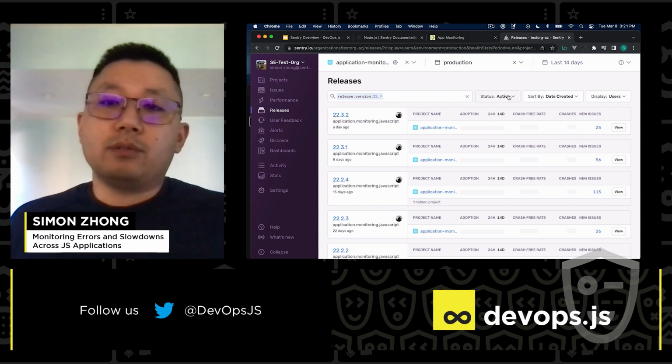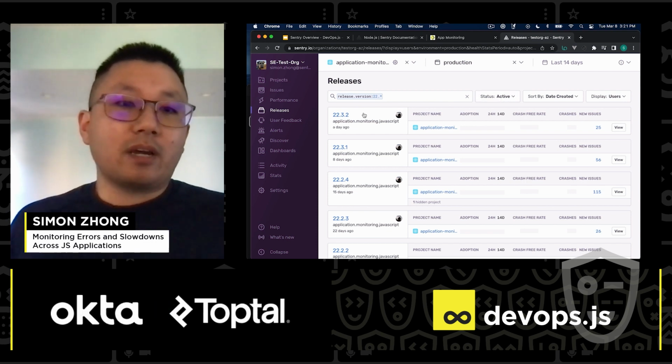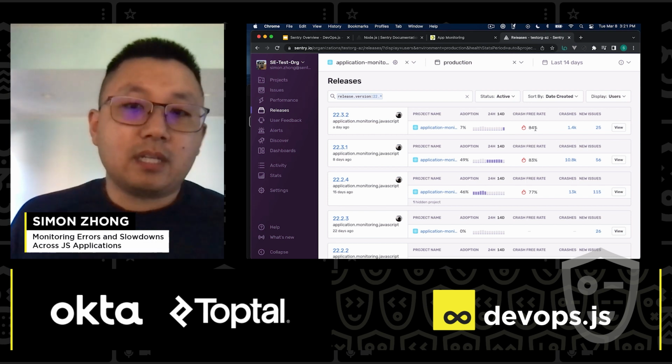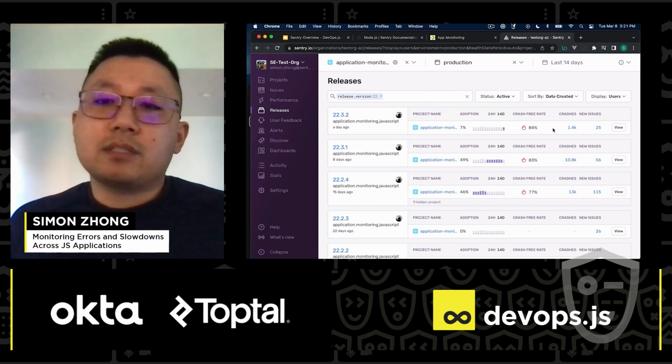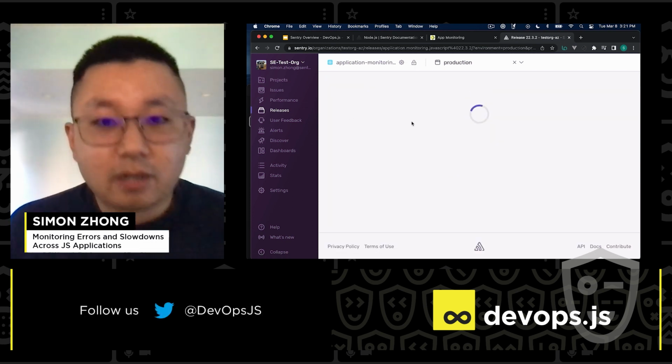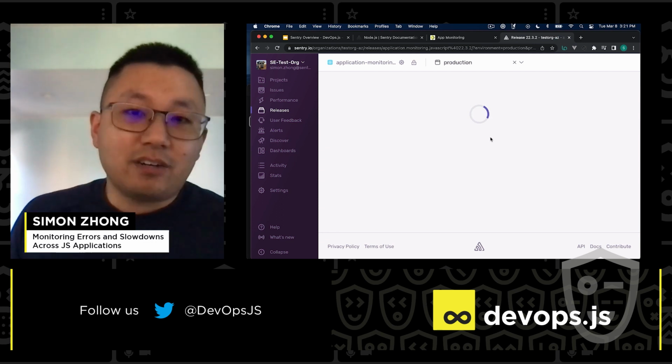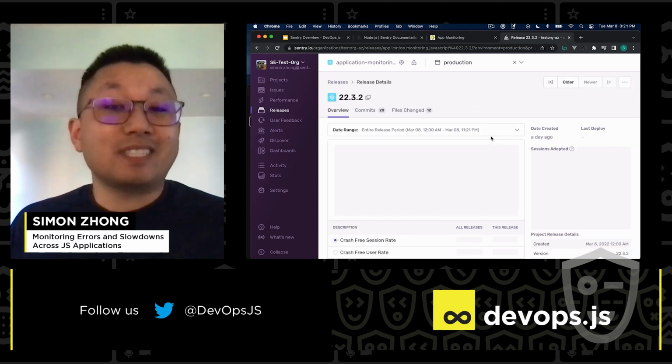In any case, once you filter according to that, we get all the details about these releases, right? So our crash-free rate in the latest version is 84%, adopted 7% of the time. That's okay. Crashes aren't too bad. But jumping into a specific one, we get the specific details about these releases.